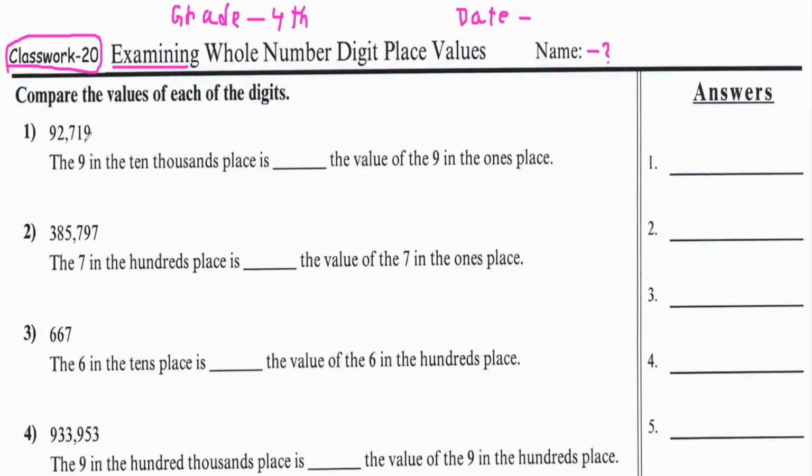Okay, number one. There is 92,719. The 9 in the 10,000s place is what times the value of the 9 in the ones place? You have to write down the value of the ones place. So there is a ones place and there is a nines place. They are comparing the 10,000 place. This is the 10,000 place.